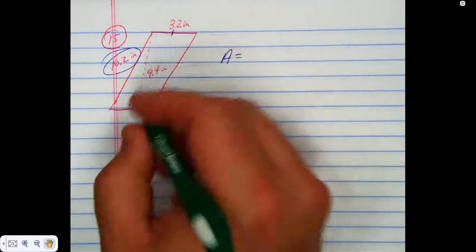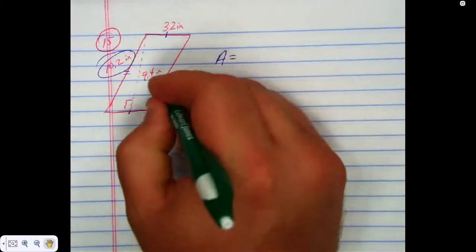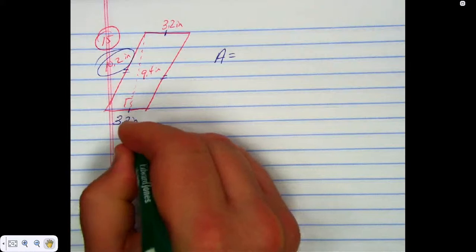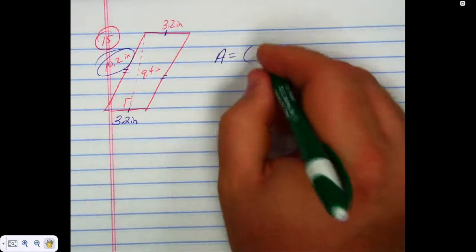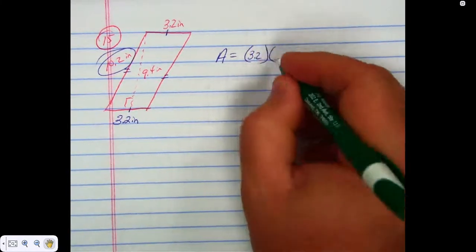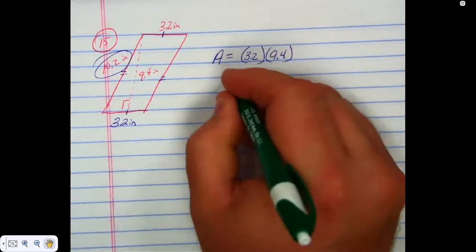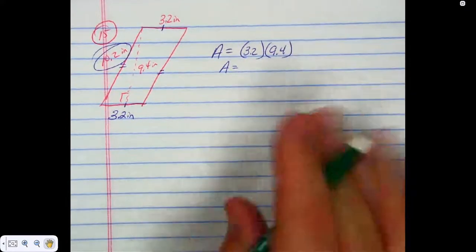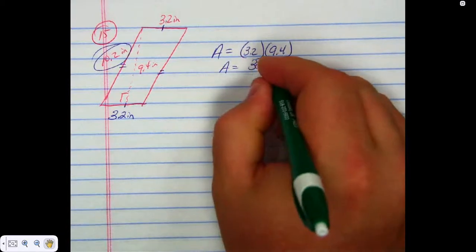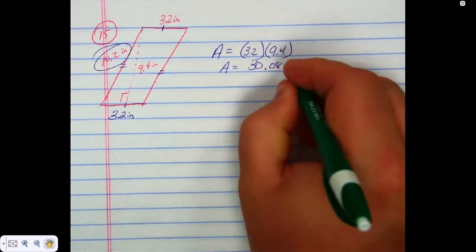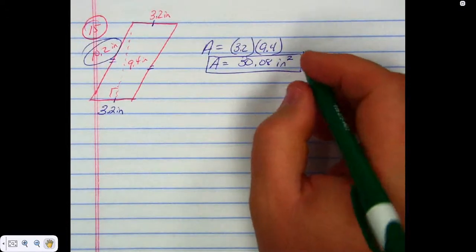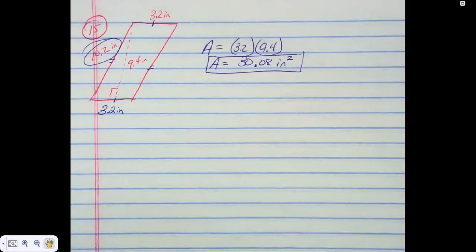What did I tell you about parallelograms? The opposite sides are what? Equal. So if this is 3.2 inches, what is this? 3.2 inches. So area's base, which is what? 3.2 times height, which is what? What do you get when you put that into your calculator? 30.08. Dang. 30.08 or 30.8? 08. Okay. That's your answer. Okay?